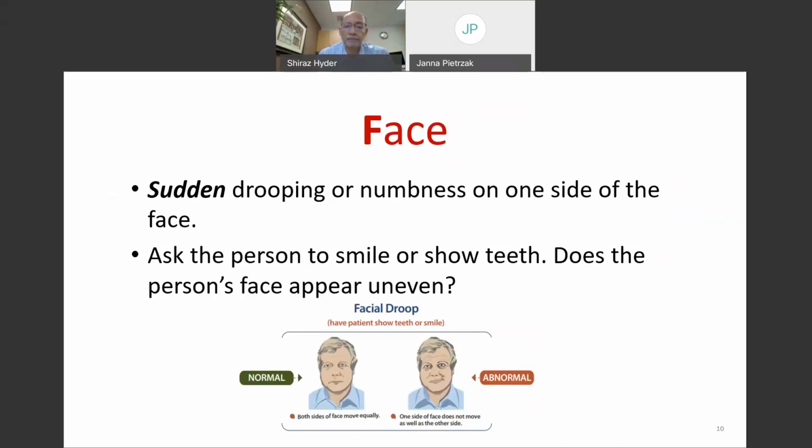I often find people have trouble smiling because when they're sick and they're scared, it's hard to make them smile. So you can simply say, please show me your teeth. And when they show their teeth, you can look for asymmetry. And facial droop is an important sign to look for.